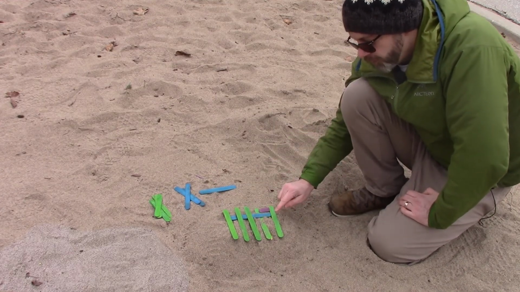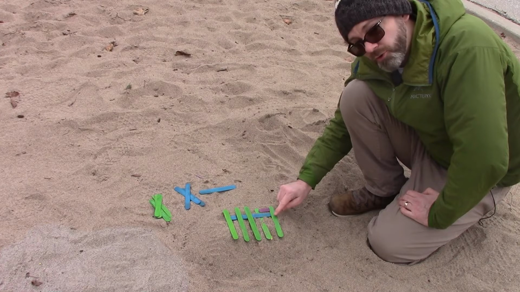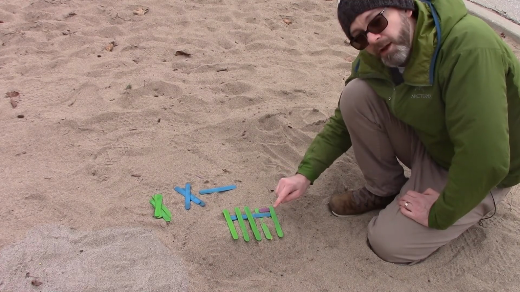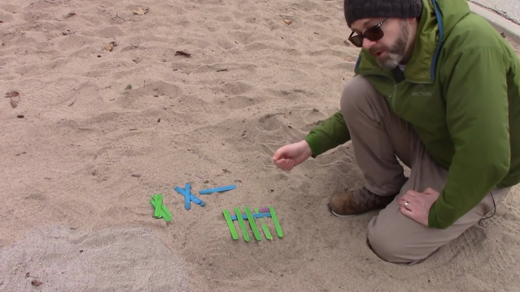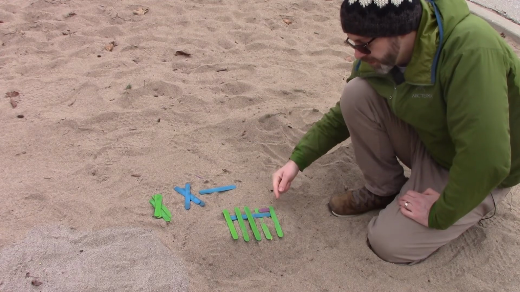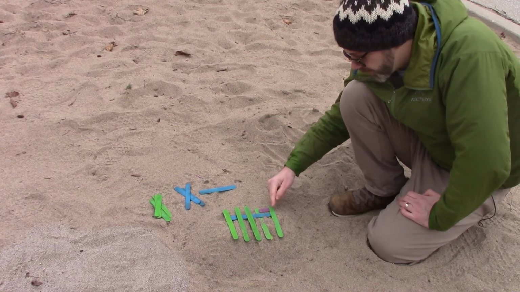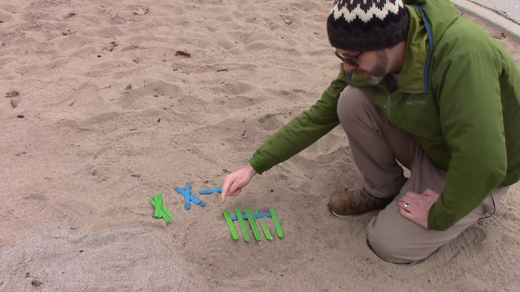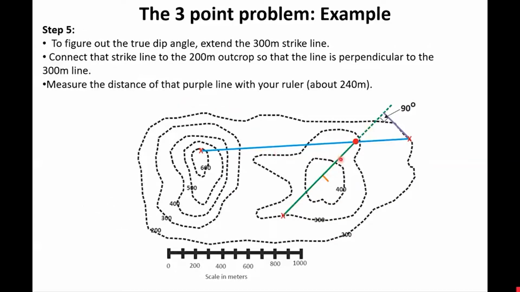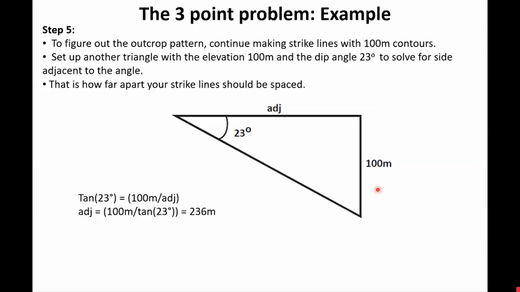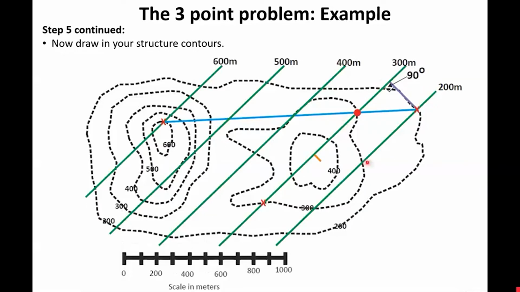So what we do, we want to construct these structure contour lines at the same elevation spacing as the topography. So in our example, the topography lines go up by 100 meters, so we can go up by 100 meters as well. So this would be 200, 300, 400, 500, and 600. So now we need to figure out that horizontal distance from this structure contour to the next structure contour. So we can use this triangle here again to work that out. We can draw on all of our structure contours parallel to that first one.